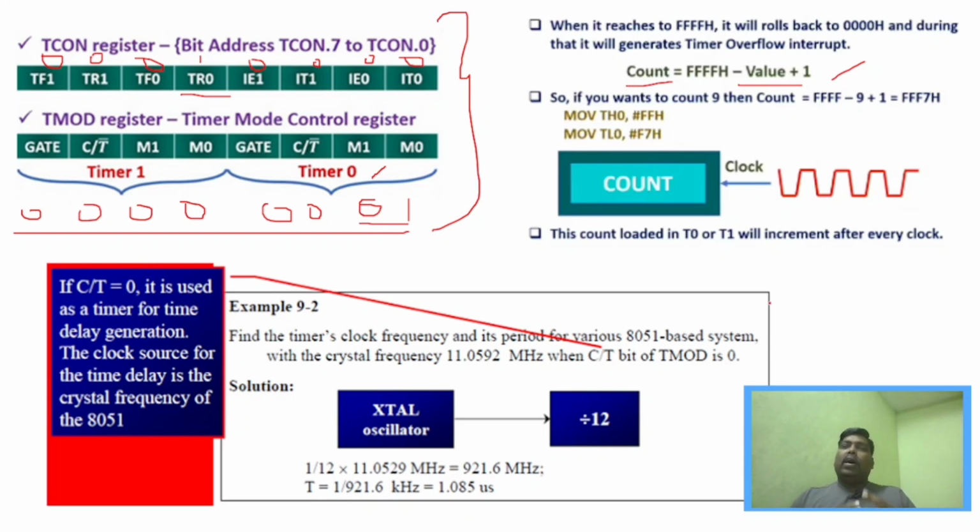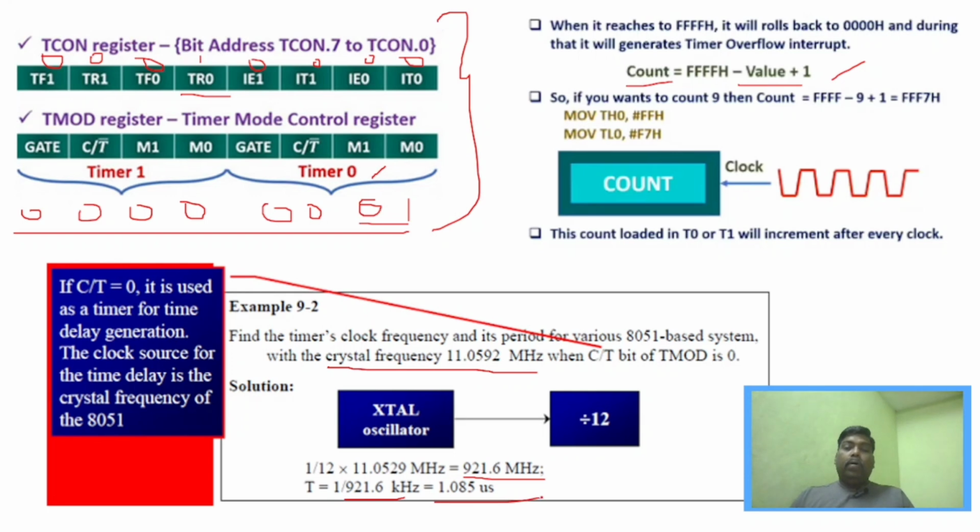But for a square wave, or to generate any particular wave, we will go to this basic. Say, for example, we are using a crystal oscillator frequency of 11.0592 MHz. How will you find the timer clock frequency? All we have to do is divide this by 12, which is what we normally do for the timer's clock frequency. So 11.0592 divided by 12, we will get this value. And if you want the time period, 1 divided by this value gives 1.085, so we obtain the clock time period.